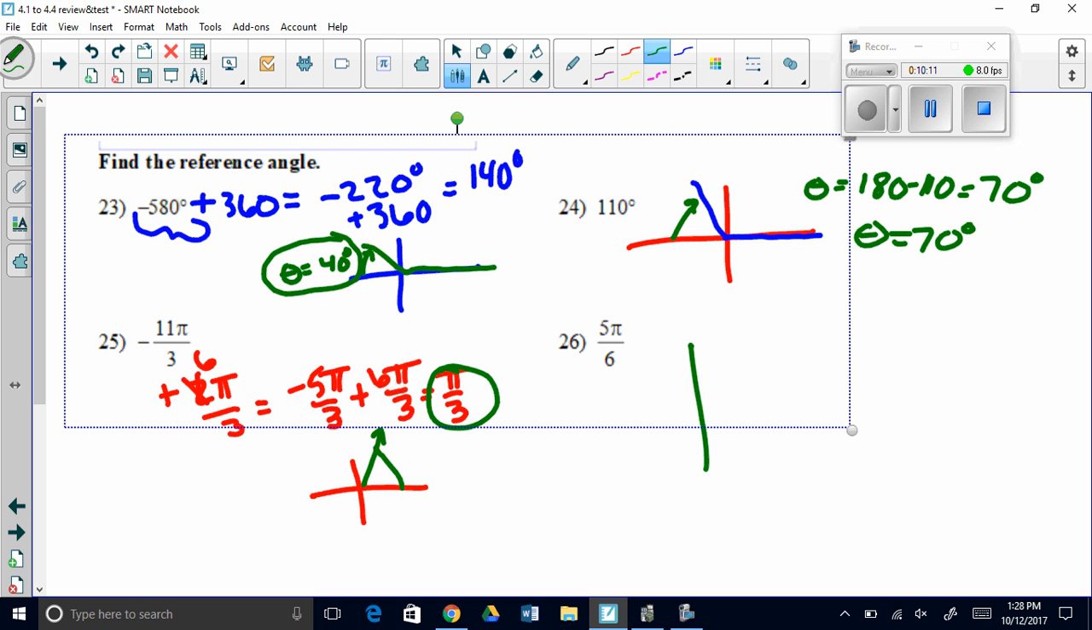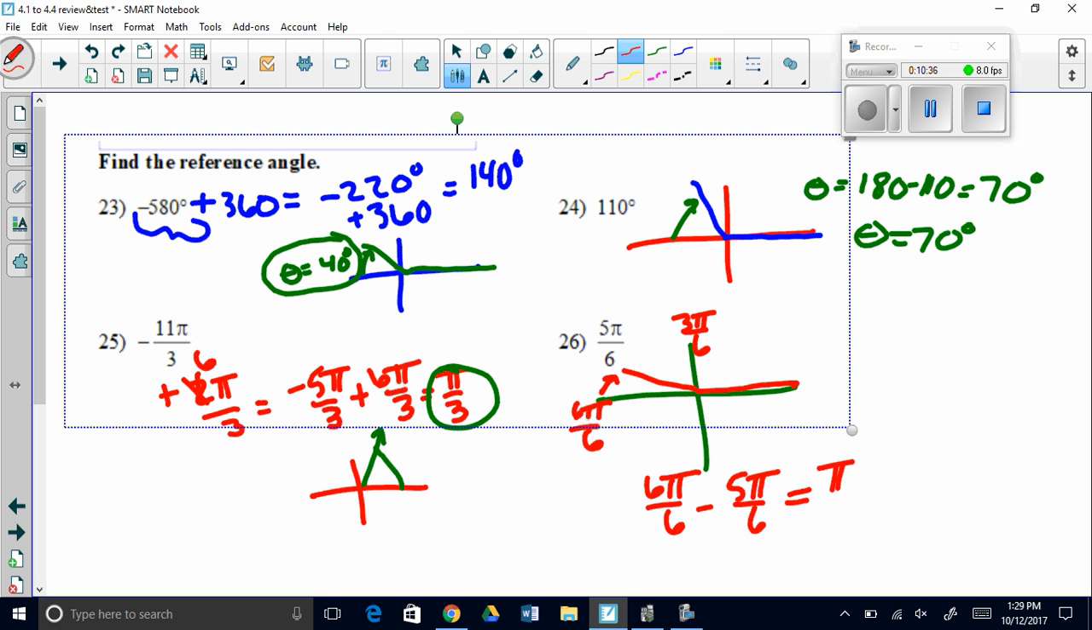So 5 pi over 6, we know that's over here in this quadrant, because you have 6 pi over 6. This would be 3 pi over 6. So you know 5 pi over 6 is just a little bit less than 6 pi over 6. So if you subtract them, 6 pi over 6 minus 5 pi over 6 is 1 pi over 6. And that's all there is to the reference angles.